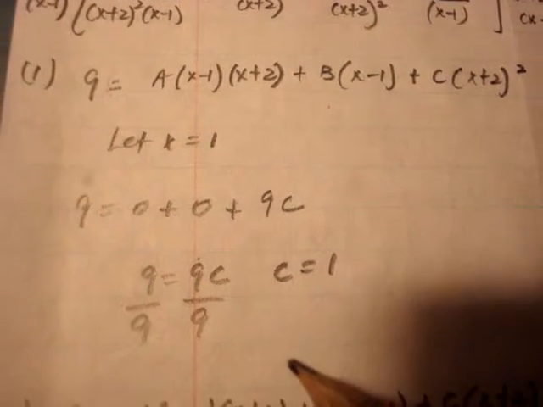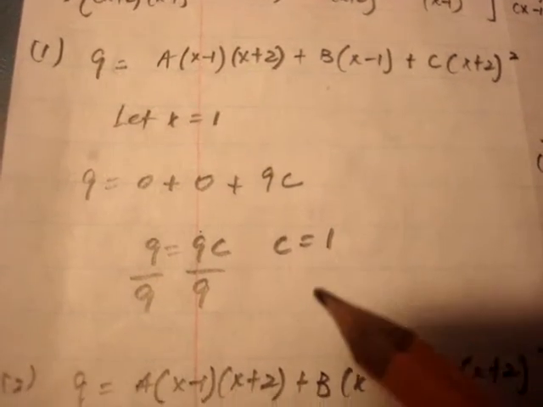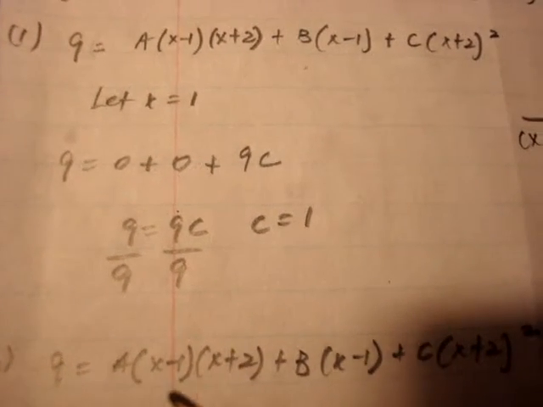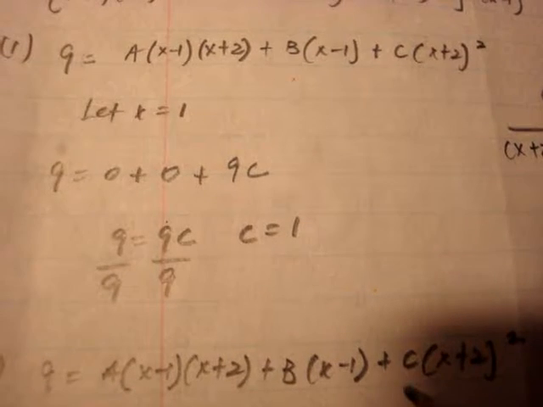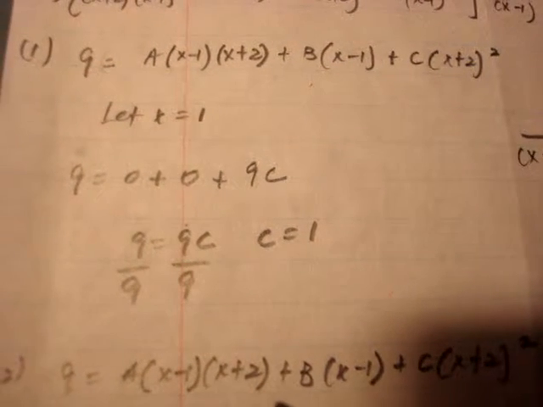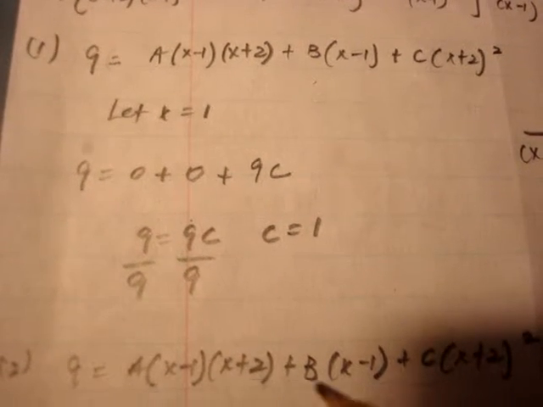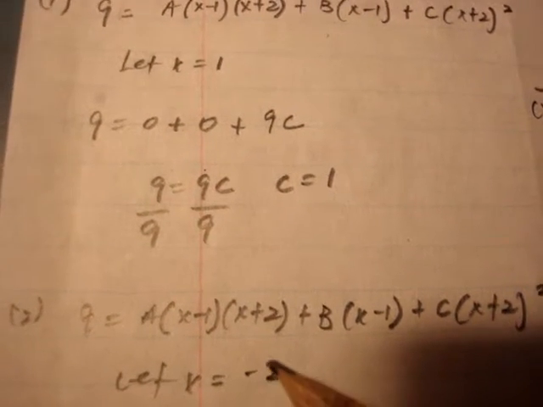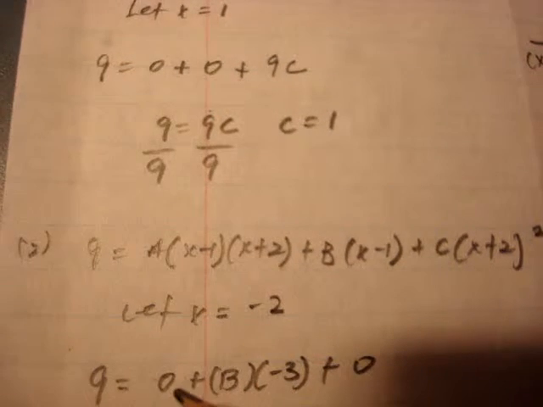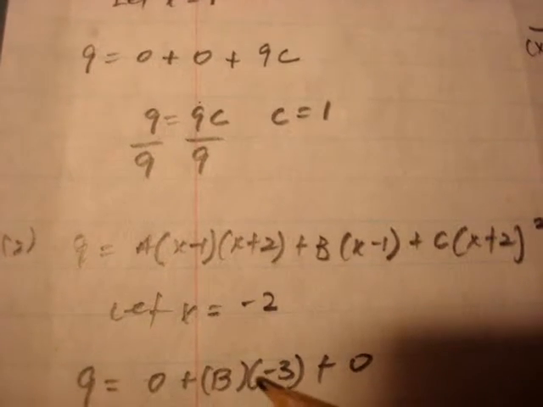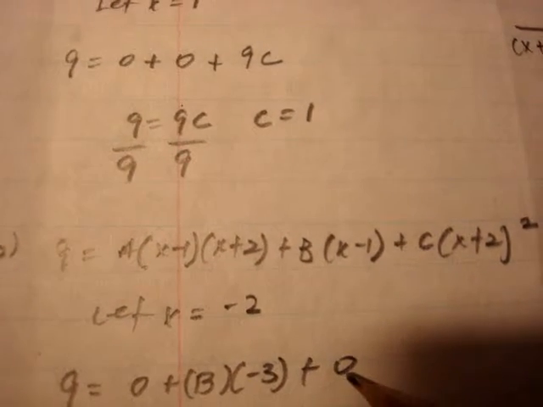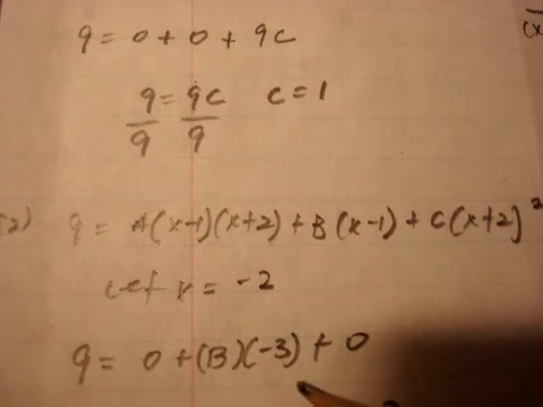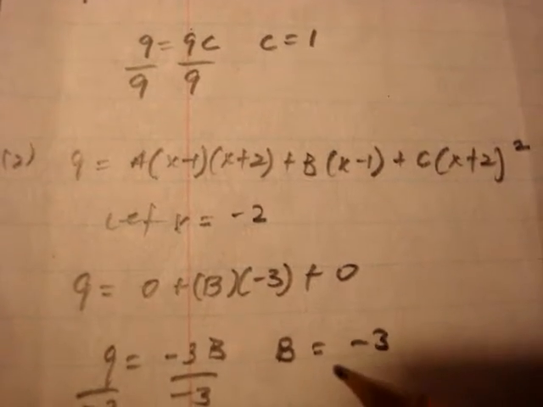The second thing is to solve for the B. So you write the equation again, and think of a number that will make either A, B, or C to be 0. So let's try negative 2. Once you plug in the negative 2, the A will be 0, the B will be negative 3, and the C will be 0. And you solve for B, the B will be negative 3.